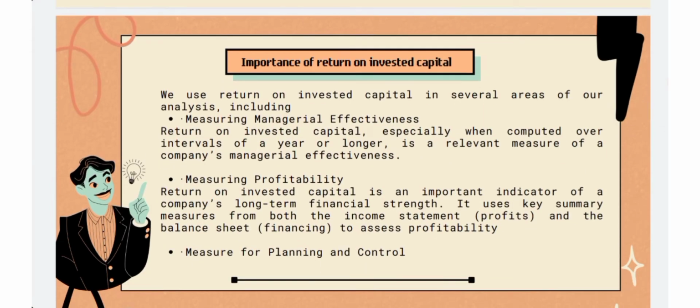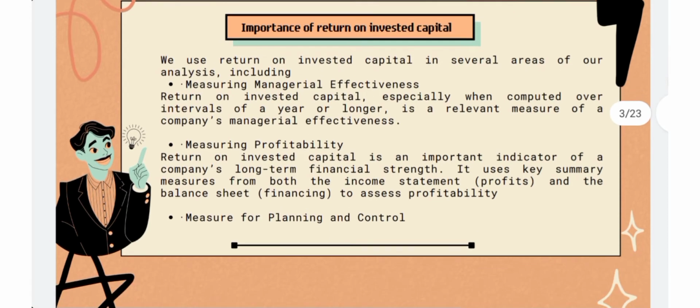So the first topic is the importance of return on invested capital in several areas of our analysis. We can use it for measuring managerial effectiveness. Return on invested capital, especially when computed over intervals of a year or longer, is a relevant measure of a company's managerial effectiveness. So we can look to the return on invested capital if we want to measure managerial effectiveness.